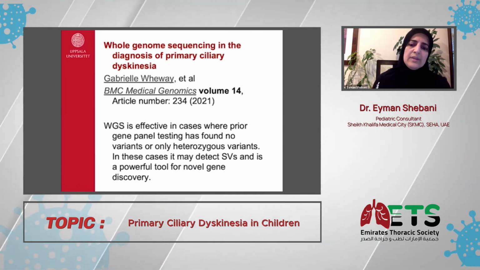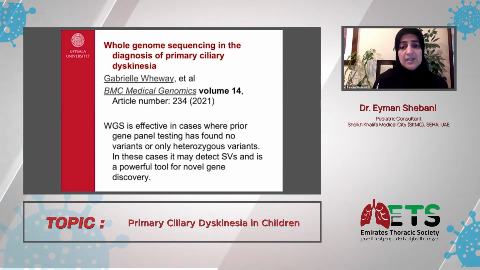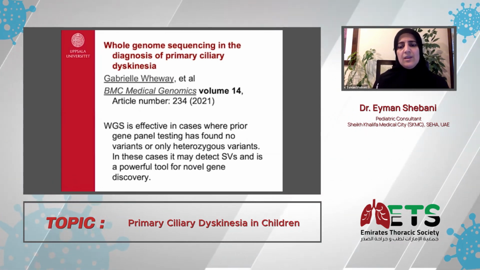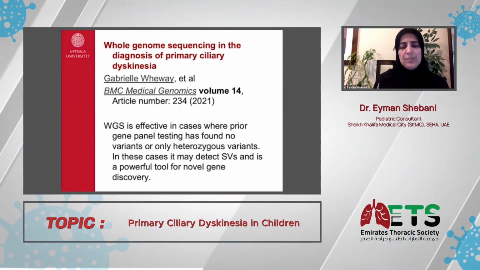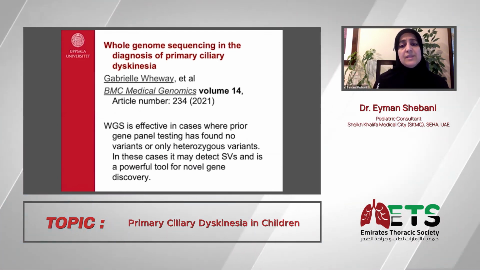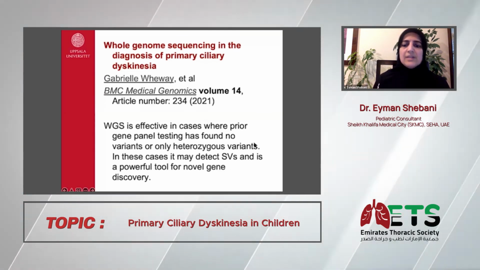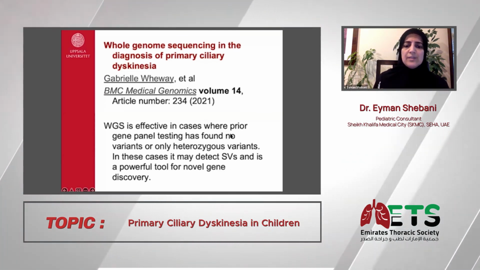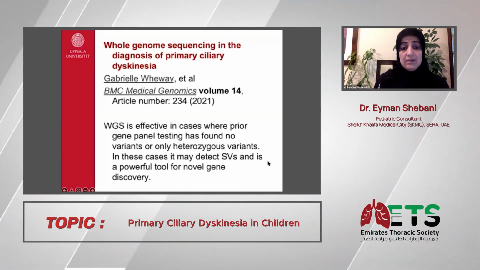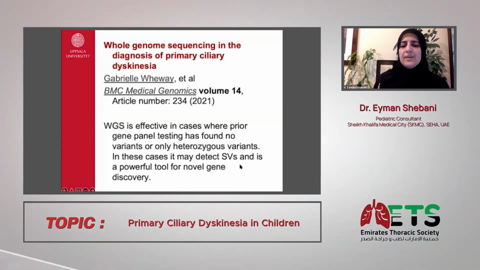And they will check for several genes that are responsible for or were implicated in PCD. And you cannot pick up everything. So nowadays they turn to whole genome sequencing, and it's effective in cases where you can't pick up on the regular panel. It also detects structural variants.